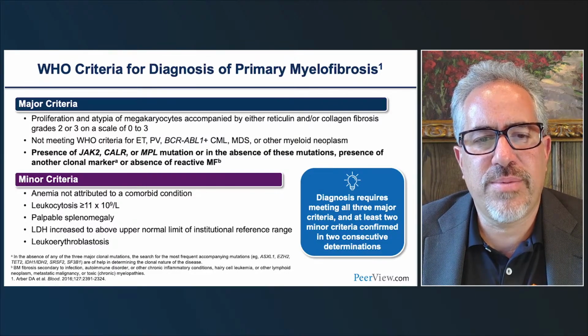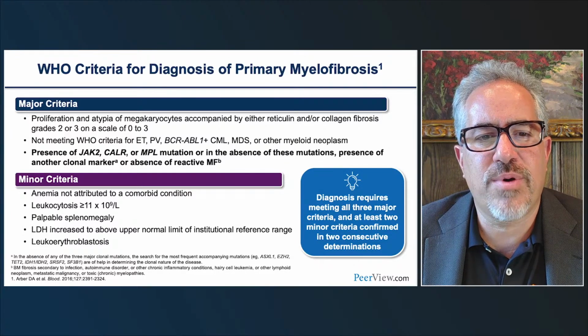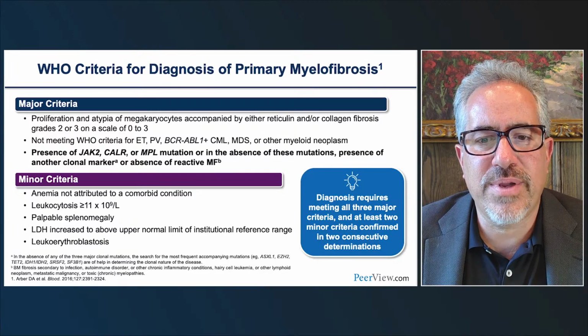Now, before we talk about some of these biological pathways, let's frame what are we talking about with myelofibrosis. So let's look at the WHO criteria, which is the most recent for the diagnosis of primary myelofibrosis. Here there's major criteria. The first is histological regarding megakaryocyte changes as well as fibrosis. Second, and this is important, not meeting the criteria for other disorders.